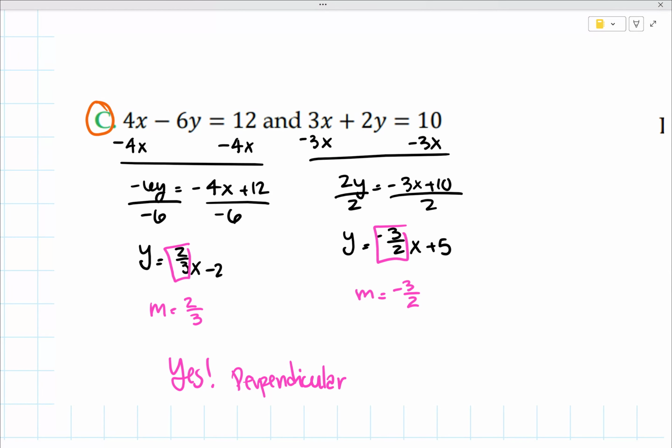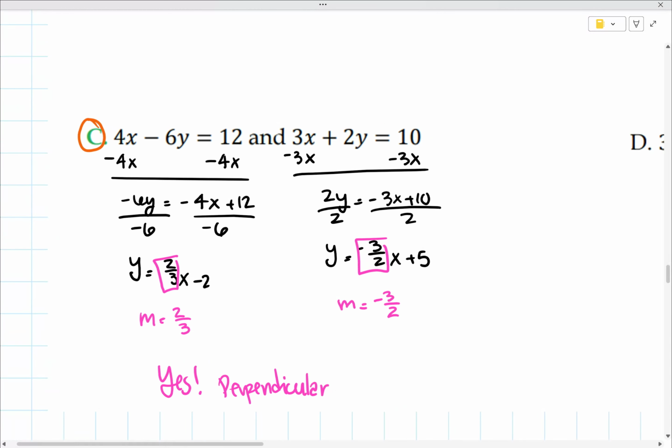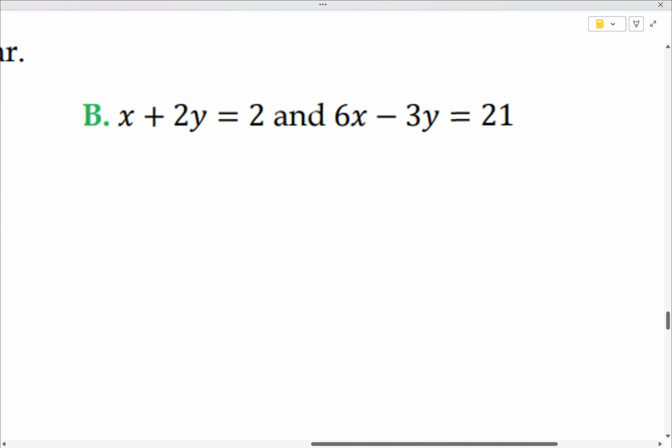They have the opposite signs, so one's positive, one's negative, and reciprocal slopes. It needs to have both of those things or it's not going to be perpendicular. All right, depending on what question you chose to do.